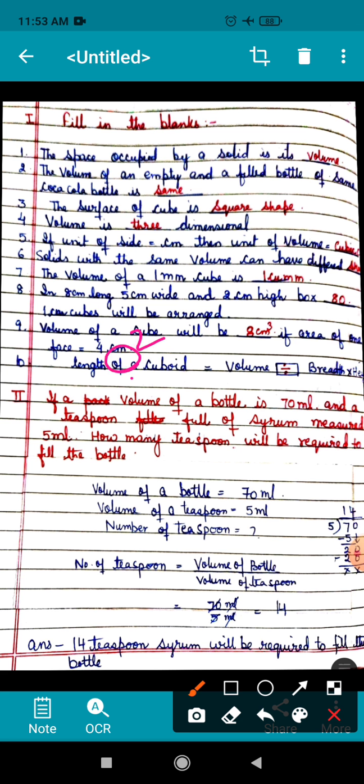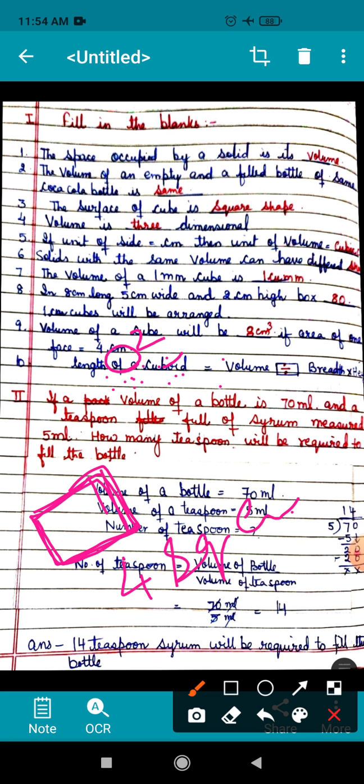Children, here unit of a square side face is written wrong. It should be 4 centimeter square. So you make it correct. Okay. So you have to find out the volume. Children, you all know that a square shaped surface is there, and its area is 4 square centimeter, right?